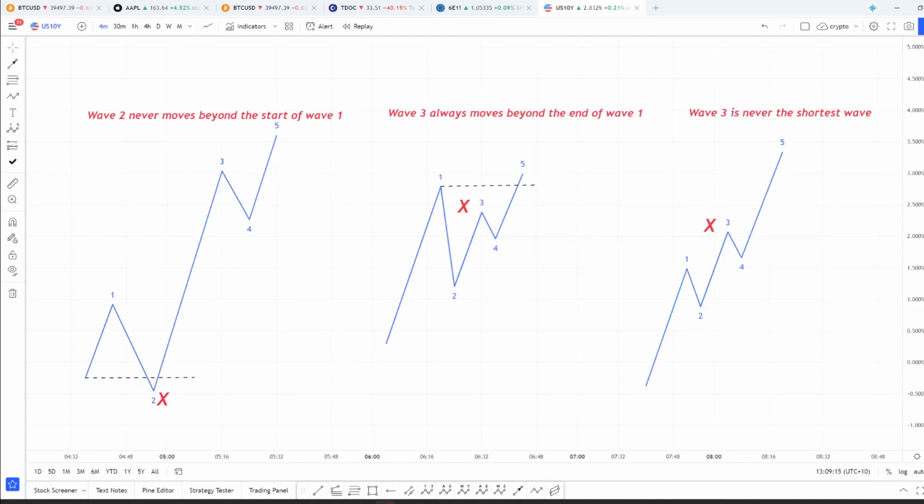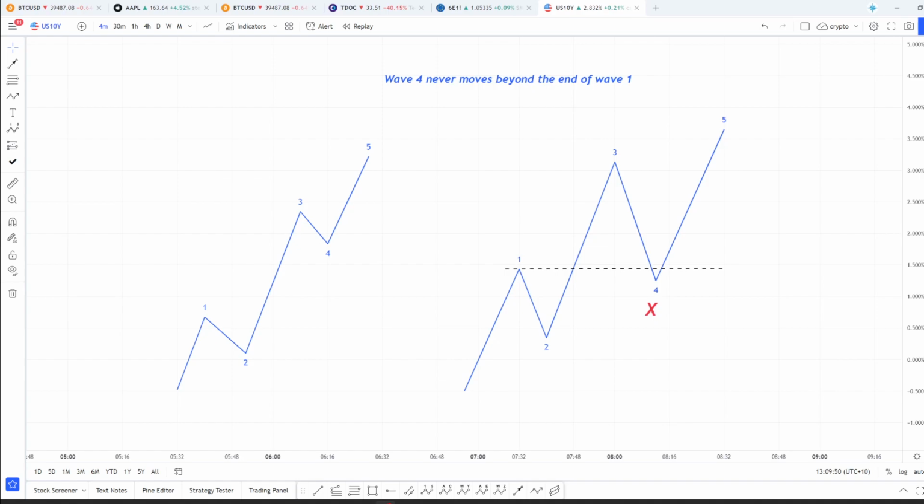Rules 7, 8 and 9 can be considered the golden rules of Elliott wave. They are: wave 2 never moves beyond the start of wave 1. Wave 3 always moves beyond the end of wave 1, and wave 3 is never the shortest wave. As has been stated before, wave 3 doesn't have to be the longest, it just cannot be the shortest, and that goes for any motive structure.